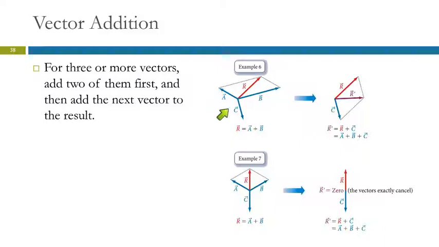So here we've got A, B, and C. Well, we're going to add A and B together first, again by drawing a parallelogram, and we're going to get R. So now we're going to take R and add it to C, again drawing a parallelogram, and that gives us R prime.